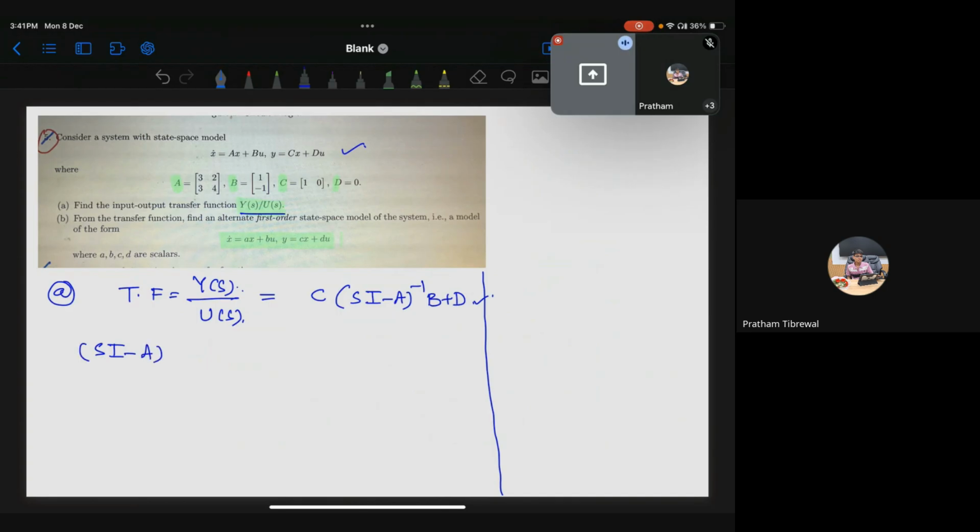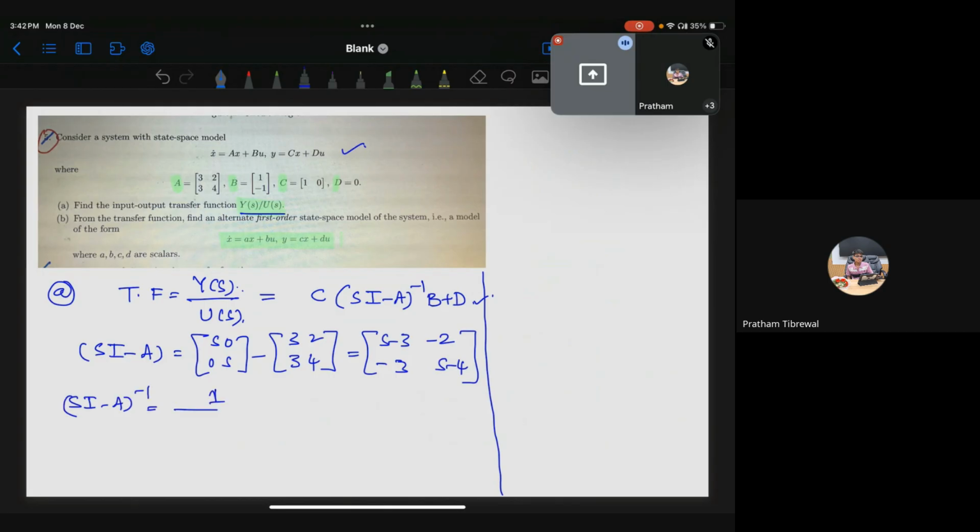sI minus A first. So sI is s, 0, 0, s; minus A, which is 3, 2, 3, 4. So that is s minus 3, minus 2, minus 3, s minus 4. Next we find the inverse. sI minus A whole inverse: you find the determinant, that is s squared minus 7s plus 12 first term, minus 6 second term. Then the matrix is s minus 4, 2, 3, s minus 3. Hope this is clear.